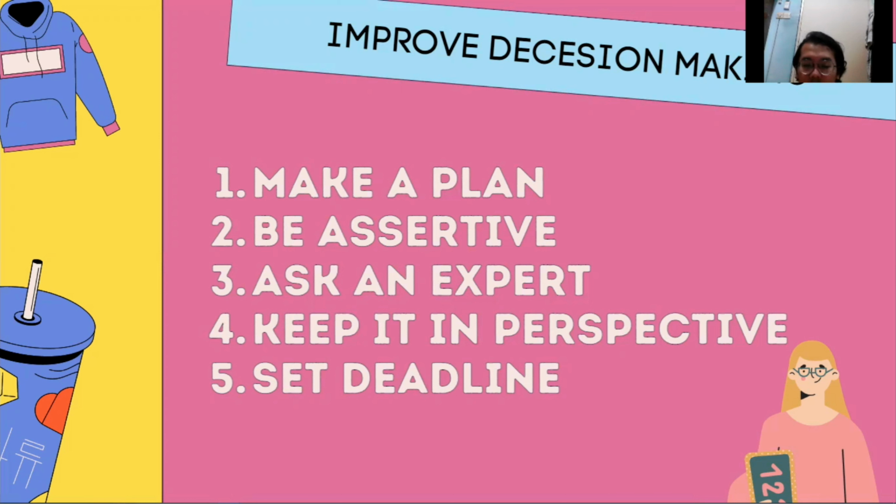Number 5 is set deadlines. Set time limitations for yourself on each decision you make. This can help minimize how long you have to change your mind or think about deciding. You first might need to discover the importance of your decision. If it might have a large impact, you might need a longer time frame to decide, which can help you improve your time management skill.